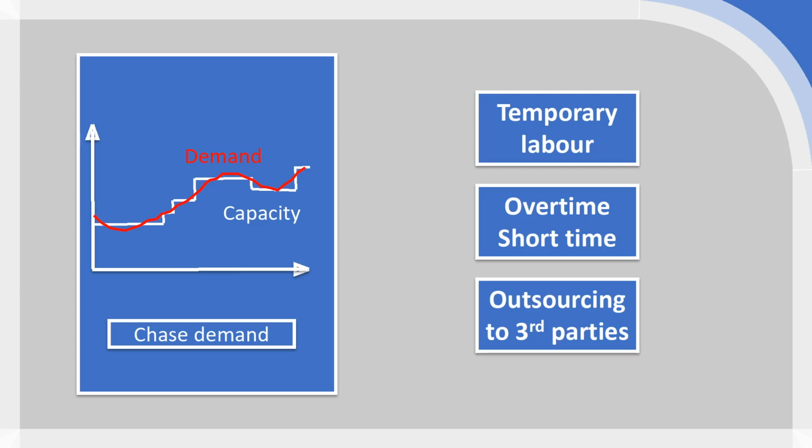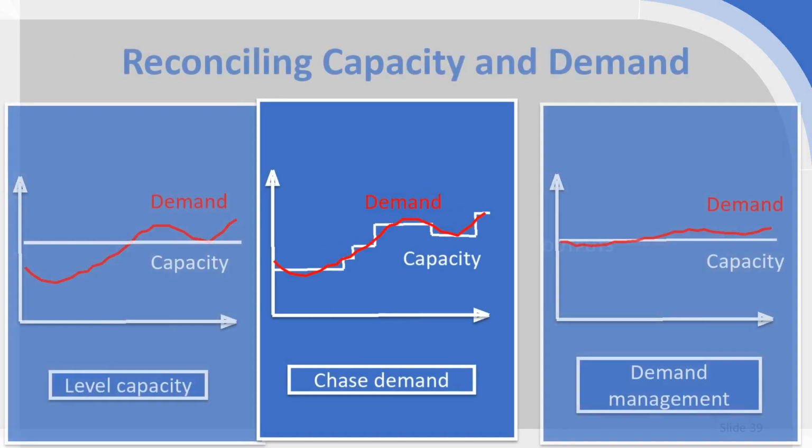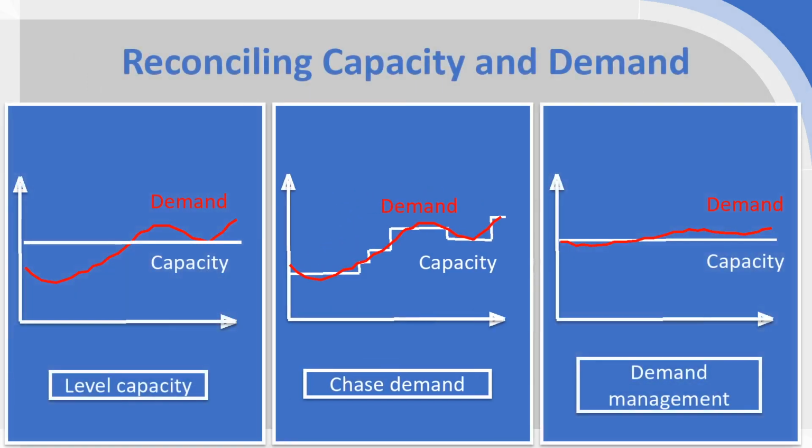And that brings us to our third approach to reconciling capacity and demand. So with the first, with level capacity, we're storing either capacity, products, or storing customers. With chasing demand, we're rapidly adapting our capacity. We're increasing and decreasing capacity to try and keep up or match demand. The third one is actually leaving capacity altogether and focusing on the demand. So we're actually managing the demand to try and bring it closer to our capacity rather than trying to change our capacity to match demand.